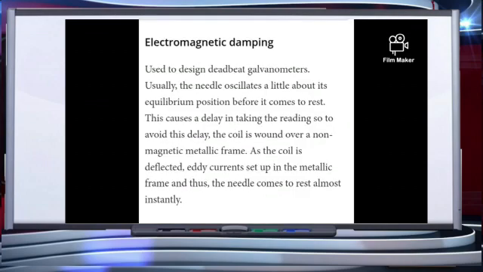Another one we have is electromagnetic damping. This is also a very important concept. It is used to design deadbeat galvanometers. Usually the needle oscillates a little about its equilibrium position before it comes to rest. This causes a delay in taking the reading. So to avoid this delay, the coil is wound over a non-magnetic metallic frame. So this is another important application.